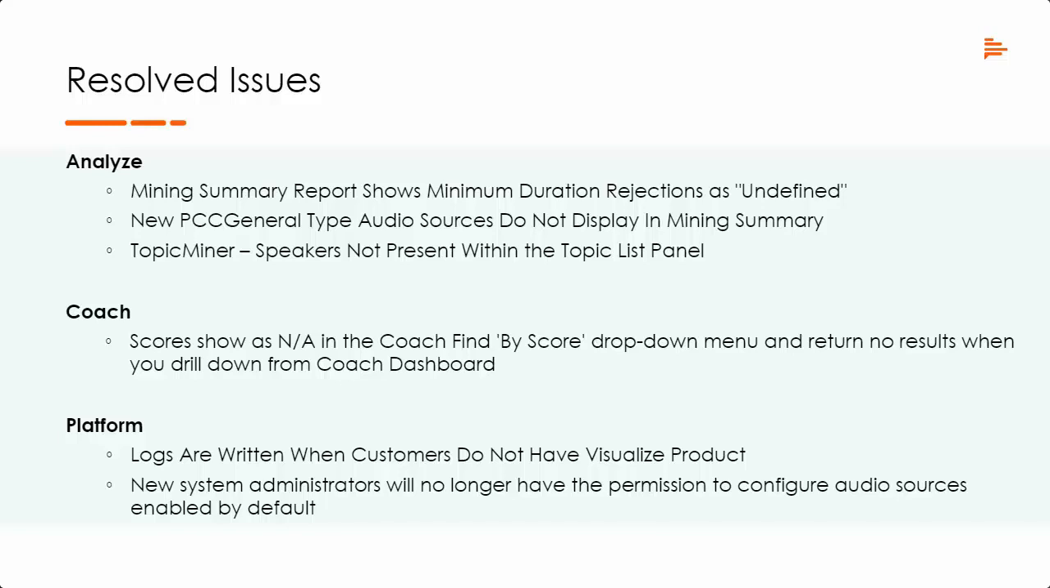Topic Miner, we had some speakers not present within the topic list panel on the right-hand side, so we shored that up to make sure all speakers show there. On a coach perspective, we've enhanced our scores that showed as NA in the by score dropdown. They were returning no results when you drilled through from the coach dashboard. So we wanted to essentially shore that up as well. And then on the platform side, for customers that don't have the visualized product, we were writing logs around the fact that they don't have the visualized product. So we're enhancing that.